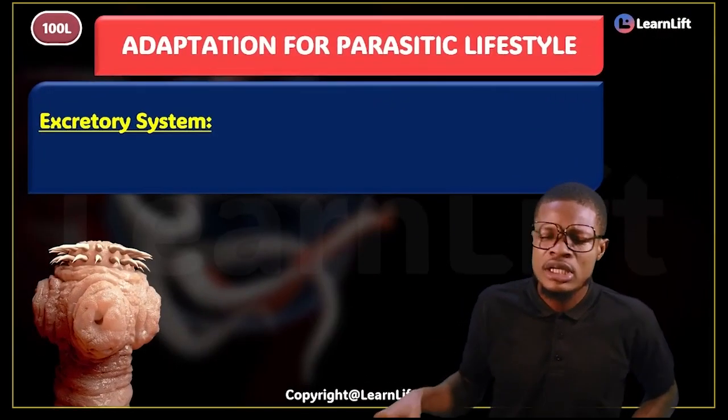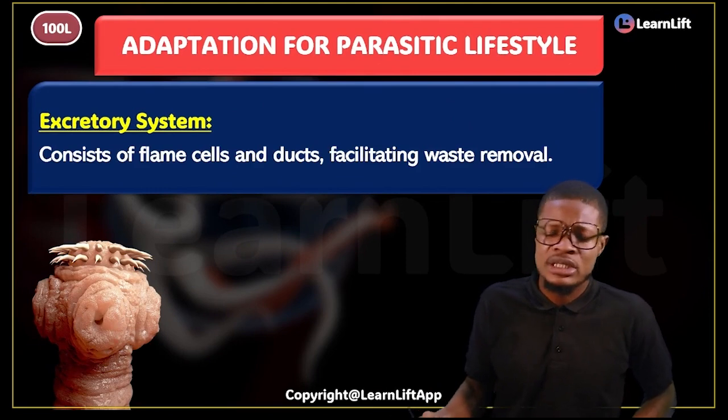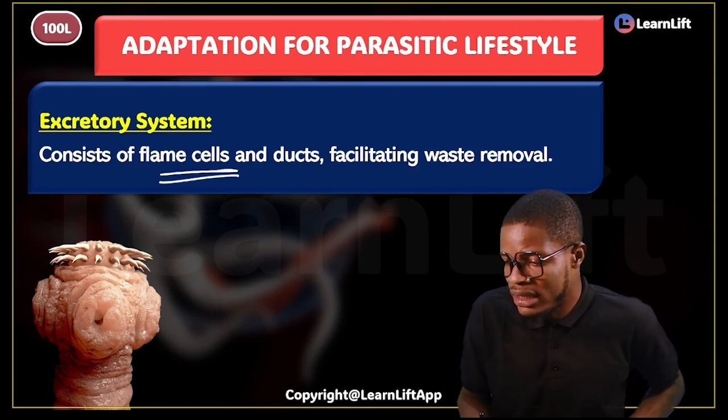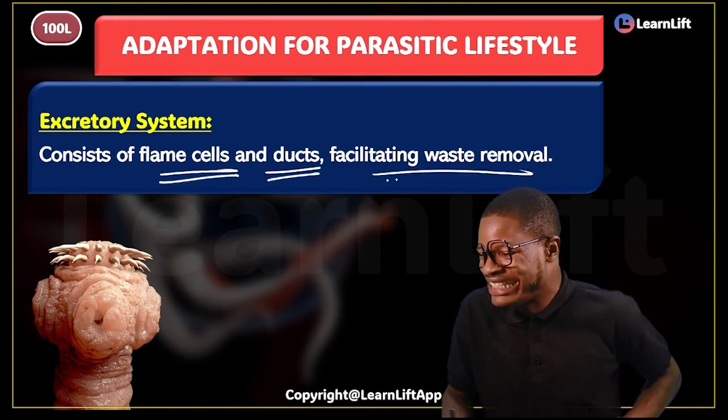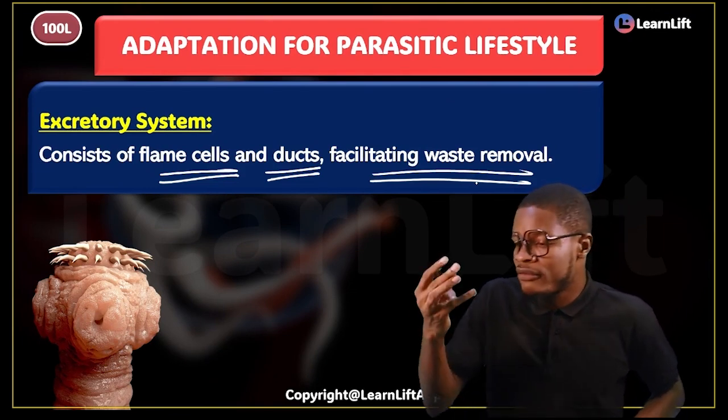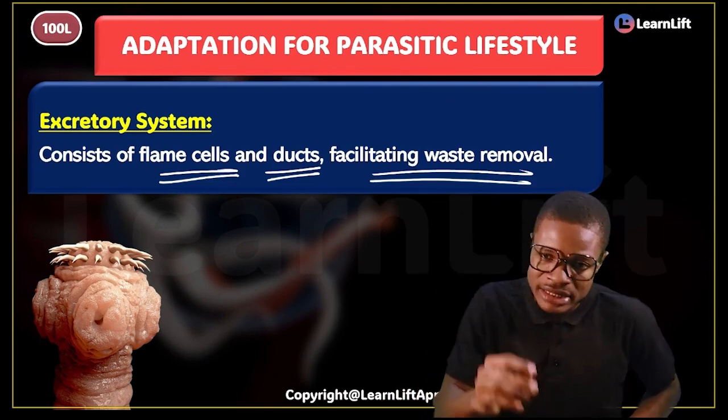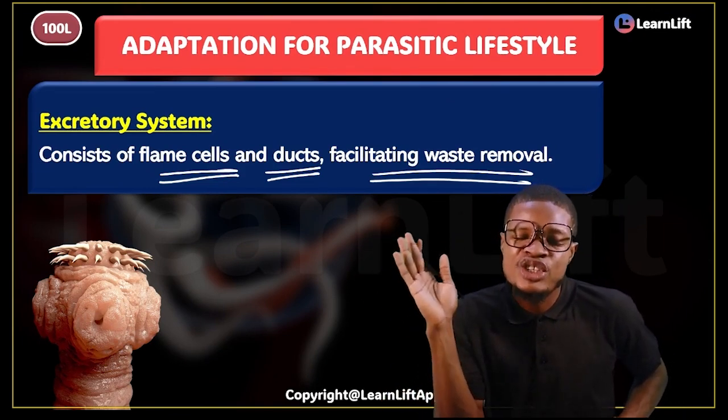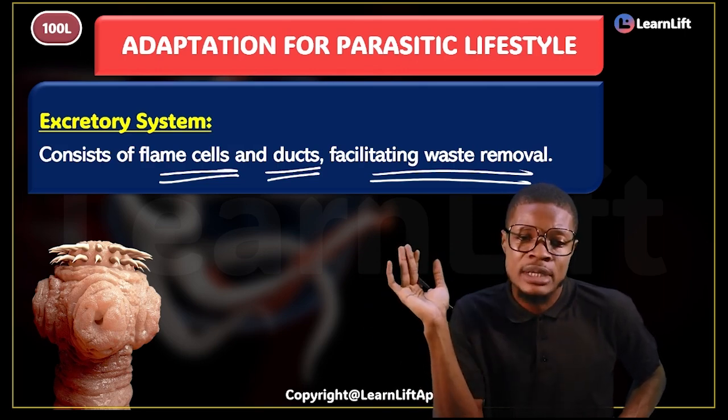Another important thing, very quickly, is the excretory system. How is their excretory system like? It consists of flame cells and ducts that facilitate their waste removal. Flame cells especially is what you choose as the excretory system of your Taenia solium.